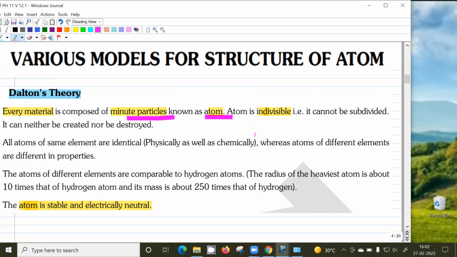Okay, and at that time when he gave this theory, he thought the atom was indivisible, but that is not true. Later, you can divide atoms into electrons, protons, and neutrons, and protons also you can divide. But at that time, in his understanding, he assumed the atom is indivisible, stable, and electrically neutral.